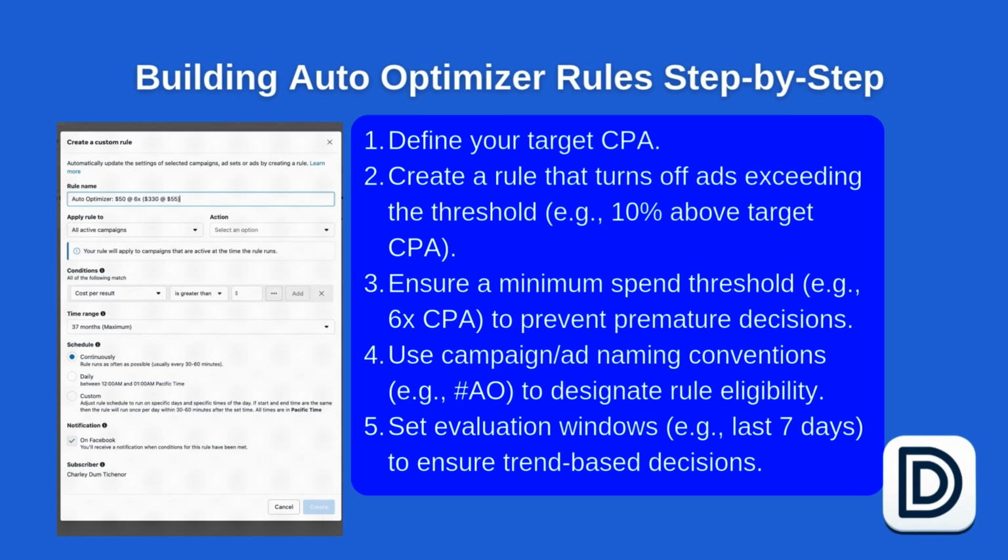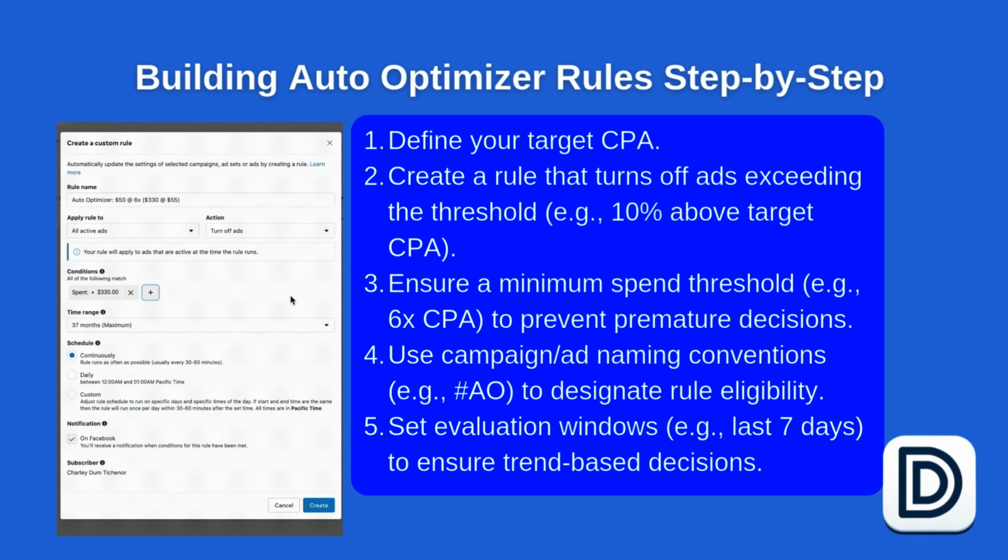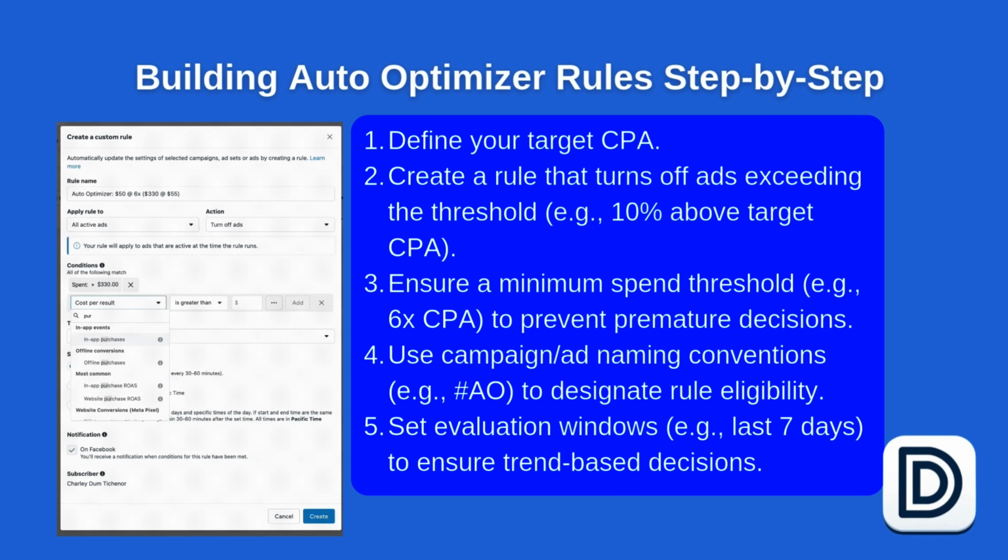And you'll see in this example, my particular shorthand is #AO. There's no reason I'm going to type #AO into campaign names or ad names unless I want it to be eligible for an auto optimizer rule. Also, we need to make sure that we set our evaluation windows, perhaps over the last 7 days, to ensure trend-based decisions. Remember that the purpose of an auto optimizer rule is ultimately to eliminate the guesswork and manual labor required to turn ads on or off. And also, we can do this on a trailing 7-day or even intraday.